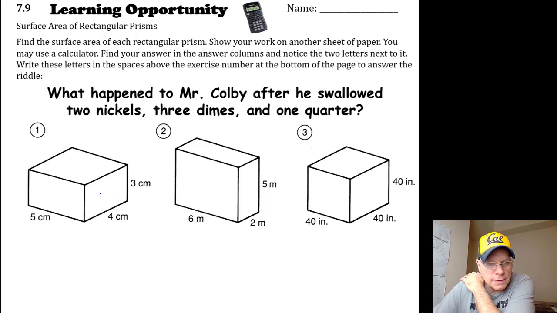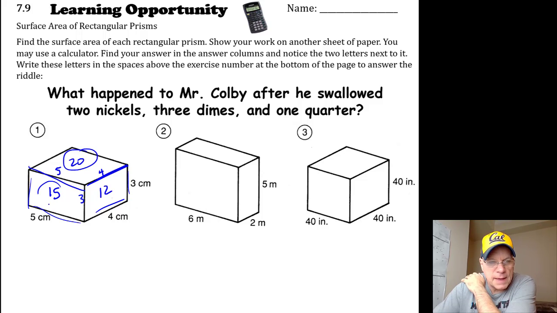I'm going to do a little shortcut on these. Rather than label them faces A, B, and C, I'm just going to go ahead and, for example, this one, I can see it's 3 times 4, or 12, the area of that rectangle. The area of this rectangle is 5 by 3, so 15. And the top face, there's a 4 here and a 5 here, so 5 times 4 is 20.